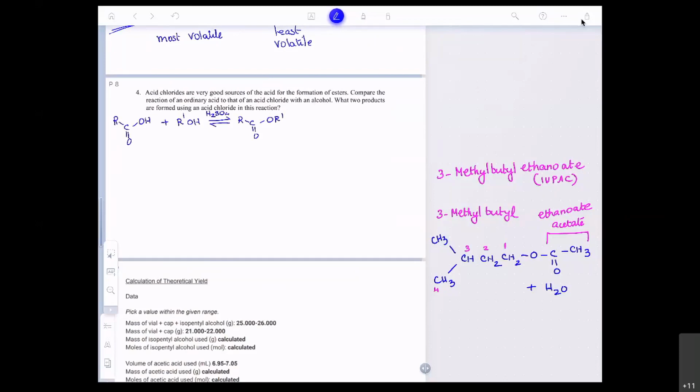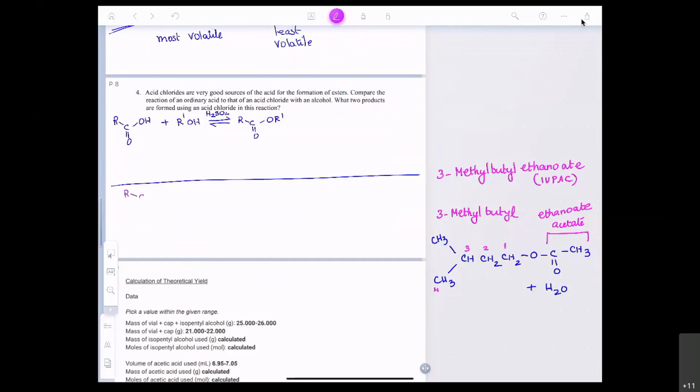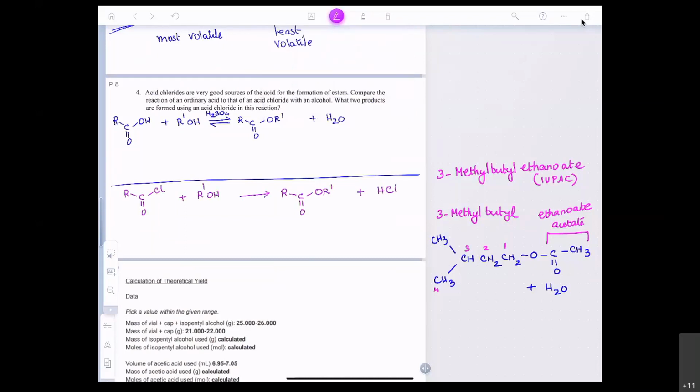You're asked to compare this with an entirely different starting compound, which is the acid chloride and alcohol, forming the ester. Here, of course, your side product is water. Here, of course, your side product is HCl. When you have HCl, remember, typically we use pyridine. Pyridine will remove the hydrochloric acid. It acts as a base to do it. We have done that a few times.